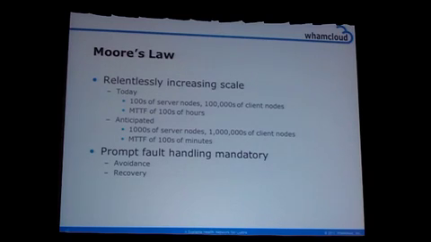If it's going to take you many tens of minutes to recover from a fault, your utilization is going to go through the floor. And so prompt fault handling is going to become totally mandatory so that we can avoid problems, continue in production even though a server is in trouble, even though clients are holding resources when they crashed, and so that we can complete recovery quickly.